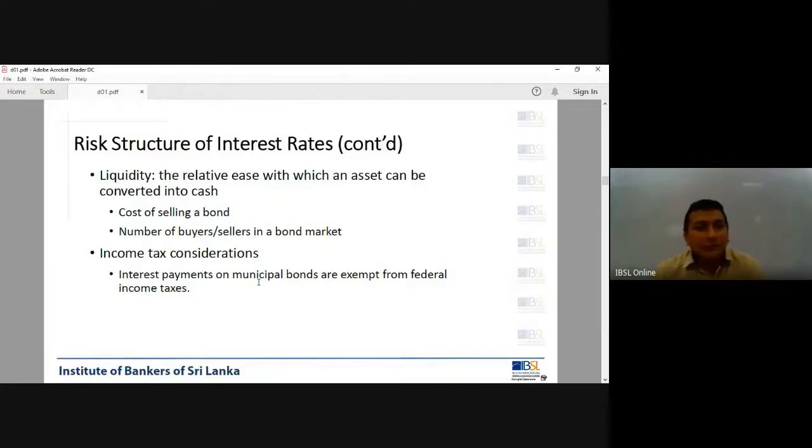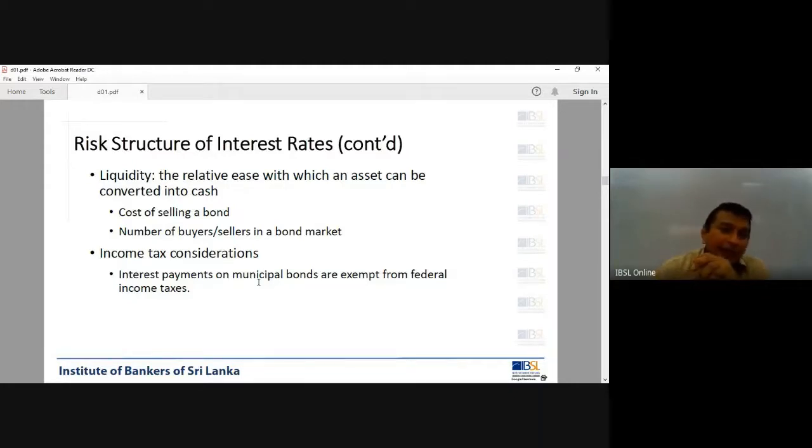So in a very simple sense, what it means is how easily you can convert your asset into currency or cash form. Okay, that's liquidity. So most of the financial assets that we are talking about here have very good liquidity in the financial markets, especially bonds and bills. These are quite liquid. You can convert them into cash very quickly.